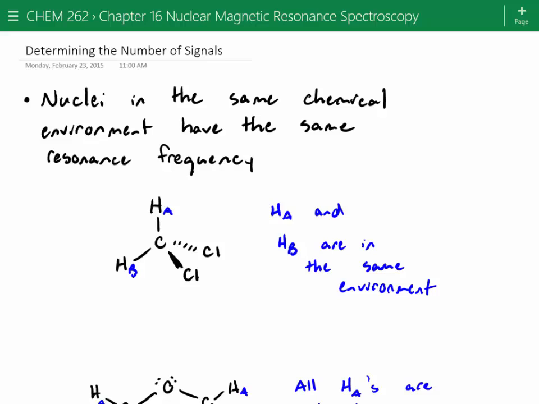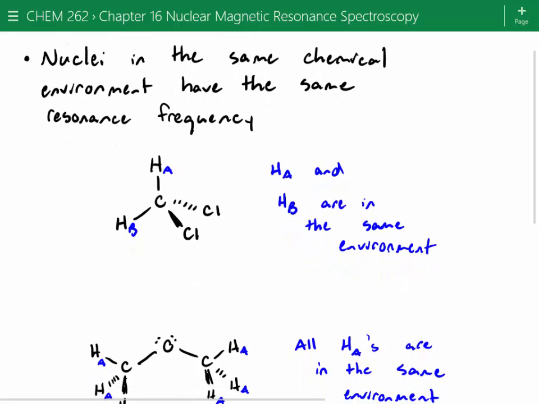In particular, we started discussing the number of signals we can anticipate from NMR spectroscopy. The first one we said was that nuclei in the same chemical environment have the same resonant frequency. It shouldn't be resonance frequency. Sorry about that.